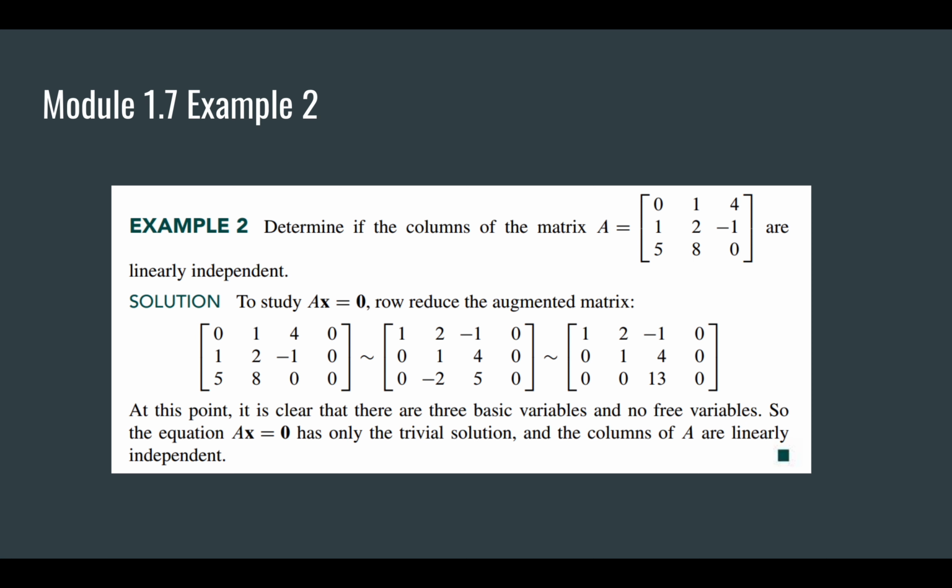For example 2, determine if the columns of the matrix A, 0, 1, 4, 1, 2, negative 1, 5, 8, 0, are linearly independent. So we reduce the augmented matrix, and we can see that there are three basic variables. We can see that there are three pivots, therefore no free variables, and the equation Ax equals 0 has only the trivial solution. Therefore, the columns of A are linearly independent.